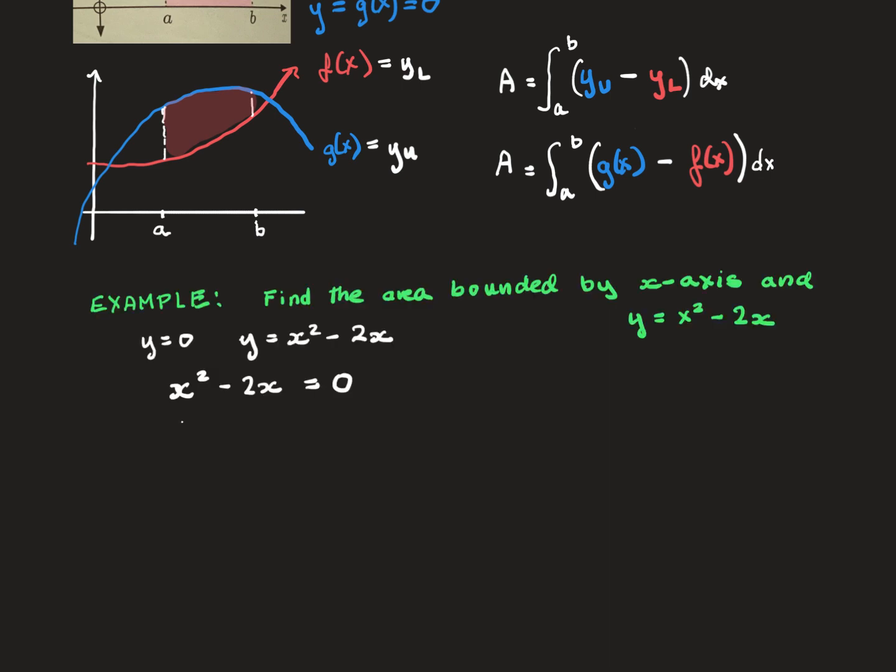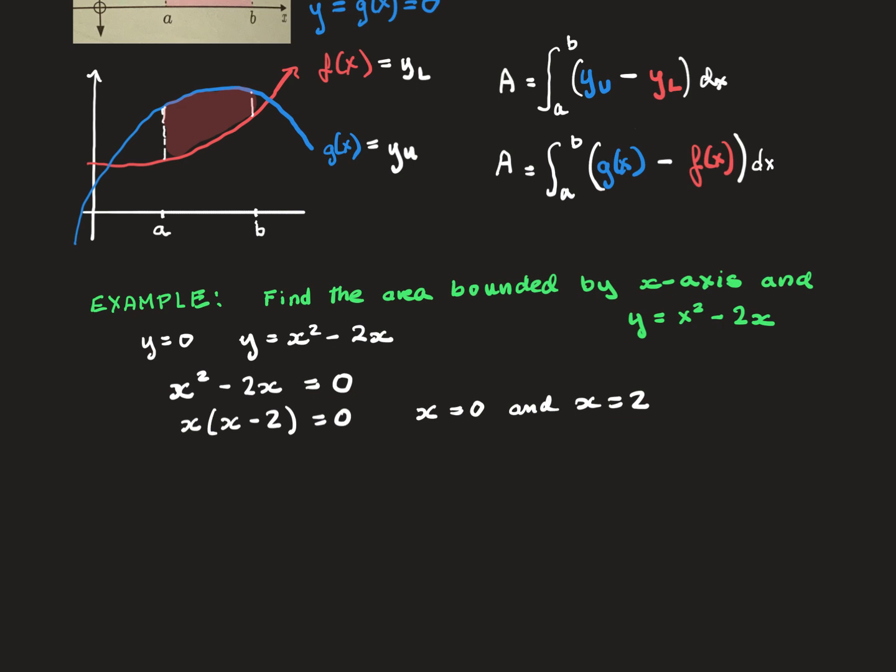So that's going to be taking the x out. We leave x minus 2 is 0. And we know that therefore the x-intercepts are going to be at x = 0 and x = 2. So we're looking at an area which is bounded by 0 and 2. But which is the upper function and which is the lower function?